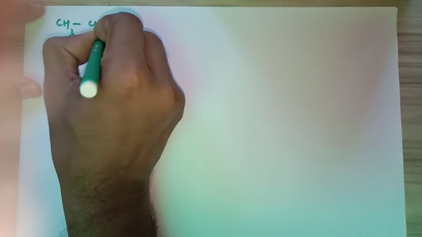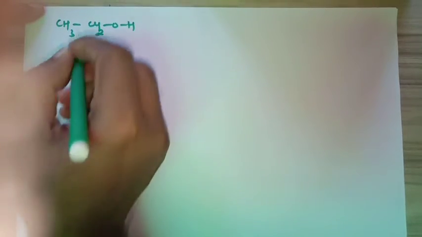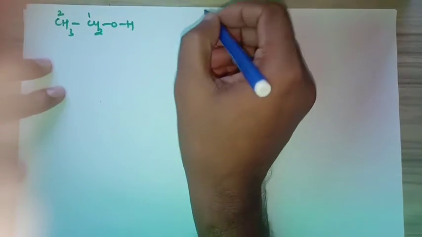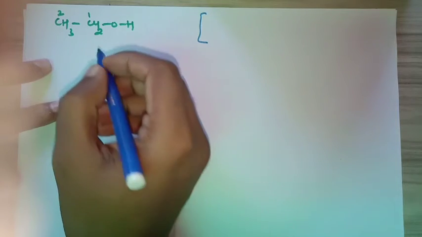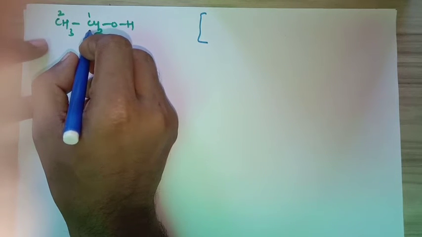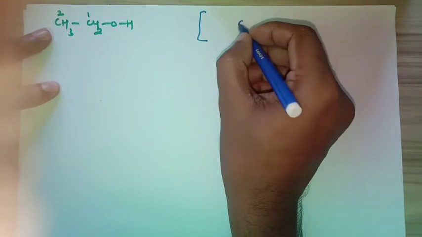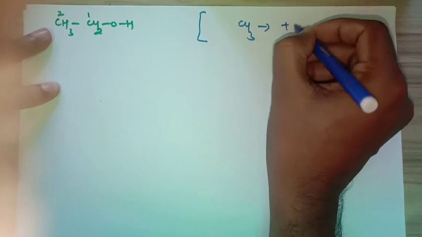Our next question is CH3CH2OH, and there is 2 carbon, carbon 1 and carbon 2. For this we must remember that if we are finding the oxidation state of carbon first, we have to consider CH3 oxidation number as +1.